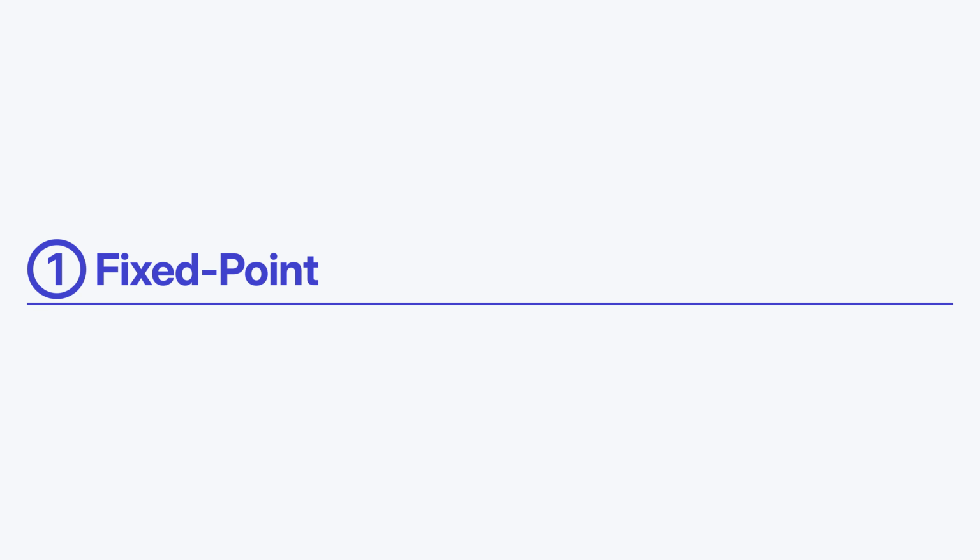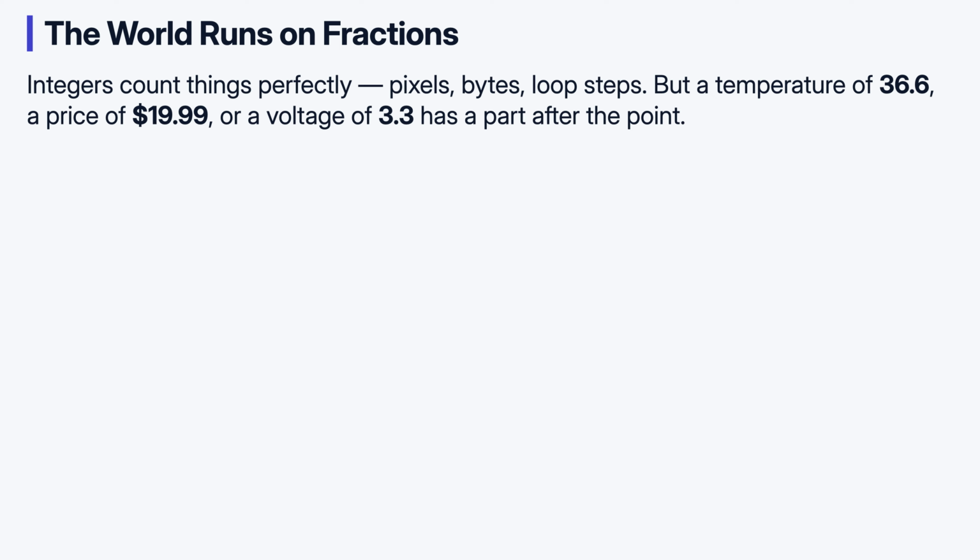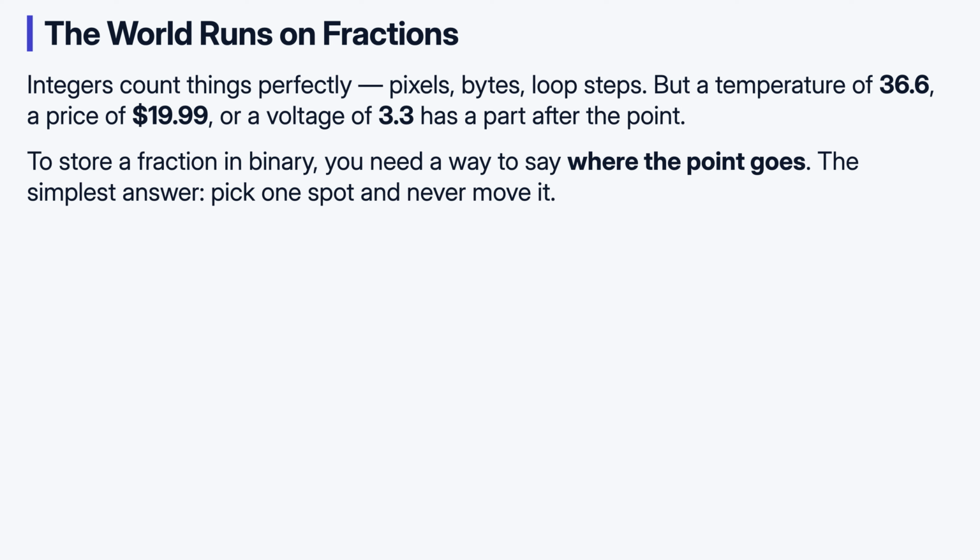Let us start with the simplest way to put a fraction into a fixed width box, fixed point. Integers are perfect for counting whole things, pixels, bytes, loop steps, but so much of what we measure is not whole. A temperature of 36.6, a price of 19.99, a sensor voltage of 3.3. Each of these has a part after the point that an integer simply throws away. To store a fraction in binary, you need a way to say where the point goes. The simplest answer is fixed point. You pick one spot for the point, and you never move it.